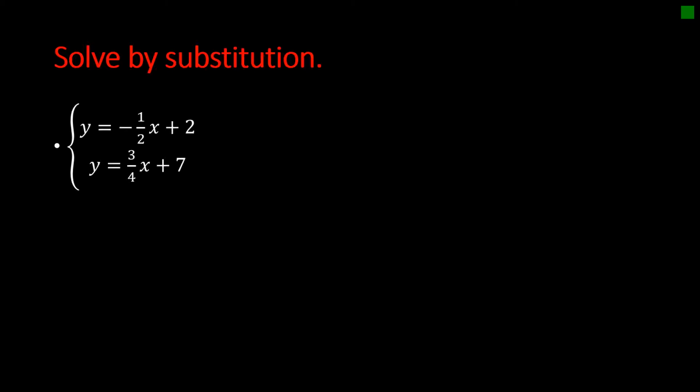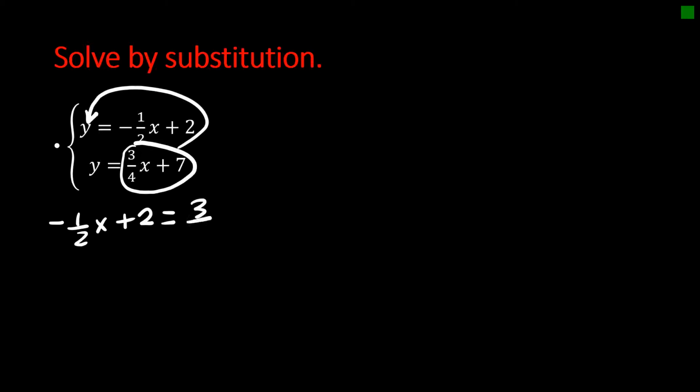Let's look at another one. We want to solve by substitution here. We have y is negative 1/2 x plus 2 and y is 3/4 x plus 7. So here I can take this expression for y and put it here. So what I have is negative 1/2 x plus 2 equals 3/4 x plus 7. Now when you're solving equations and you have fractions, you can get rid of them.